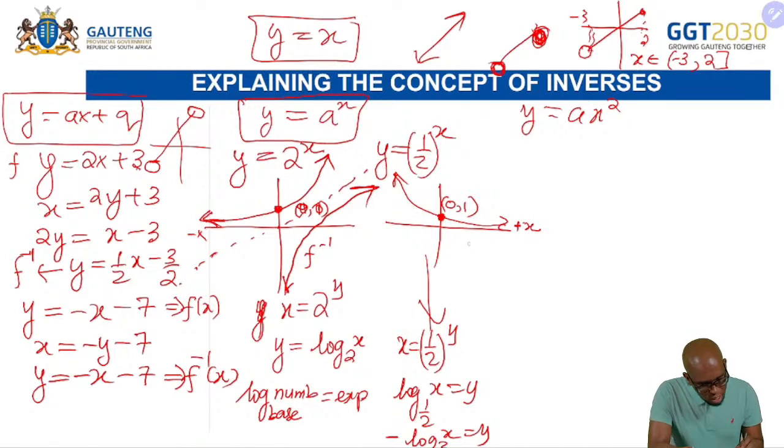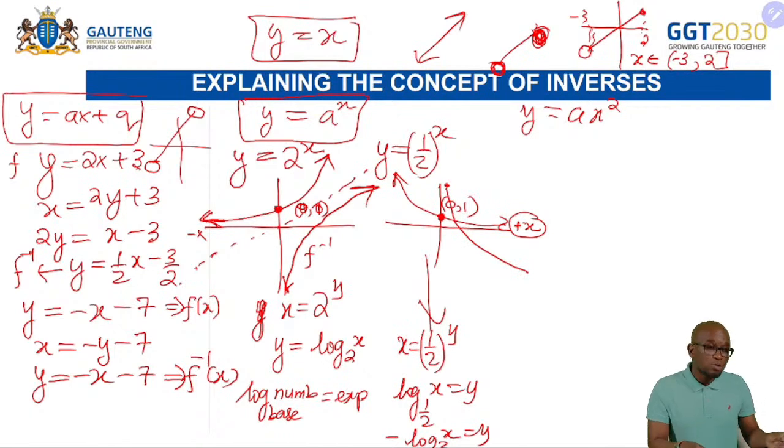So we're going to have that the new one is going to start on the positive y, cut the x, and then move up. So that is the function that we are going to obtain there. So these are the inverses of logs.